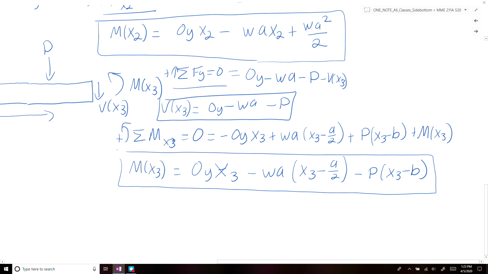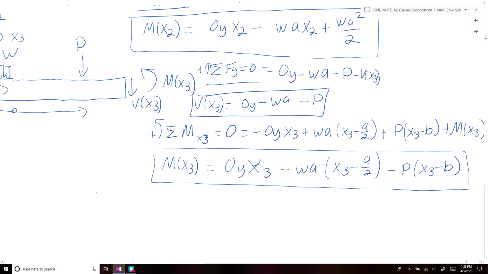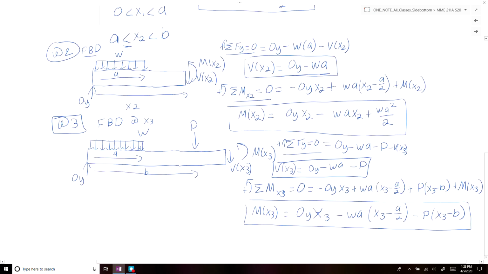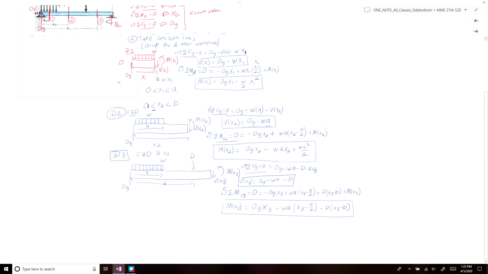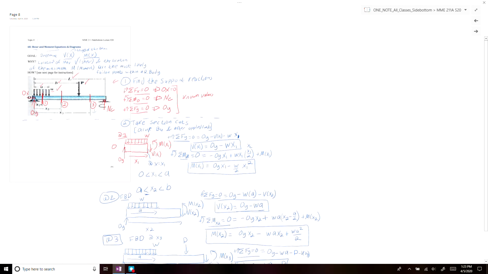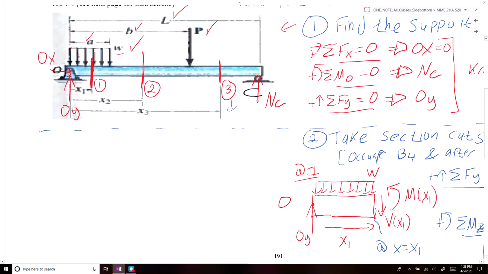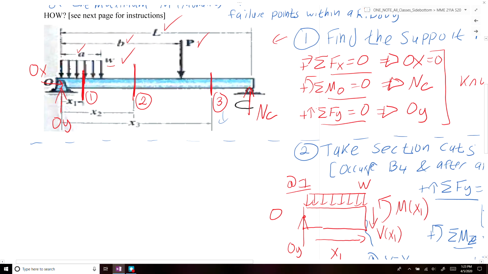So now we have all of our shear functions and moment functions, so we can now draw our shear moment diagrams. Okay, so we're going to go back to our diagram here, and we're going to first draw our shear function. All right. So we're just going to draw a graph here.